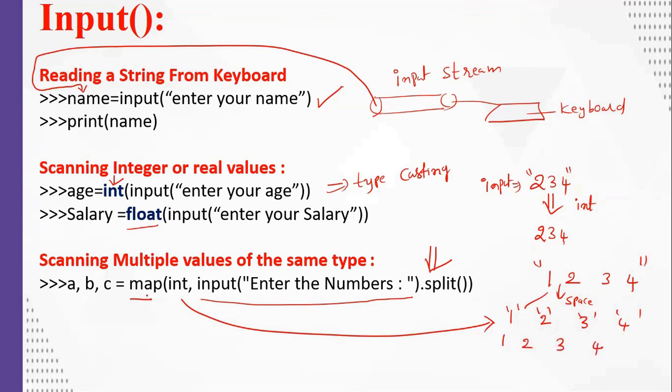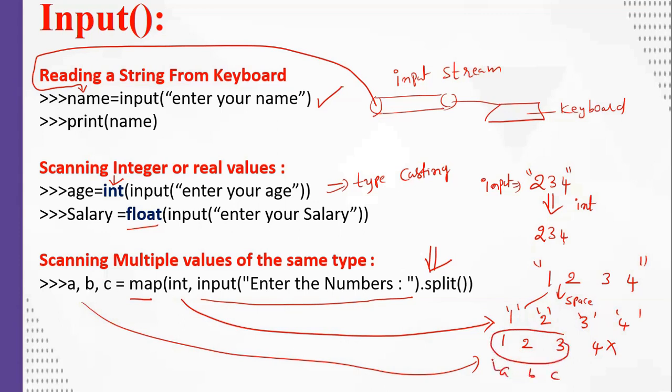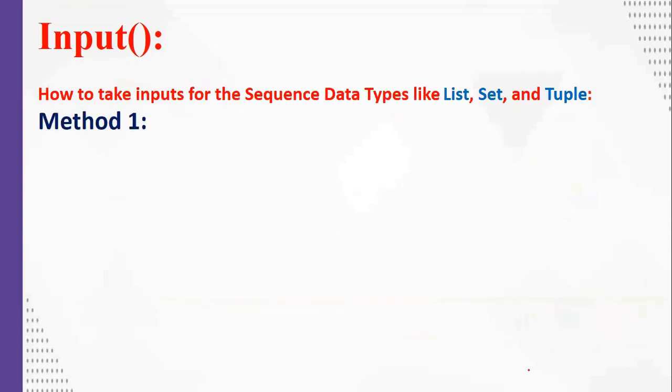But as we are scanning 3 variables here, you are expected to give 3 values. So don't submit 4 values. Then the values are mapped to the variables a, b, c by the map function. The map function works as an iterator. You can see the syntax of how the map function works. It will map the corresponding variables to the given list. So this is another way of scanning multiple values.